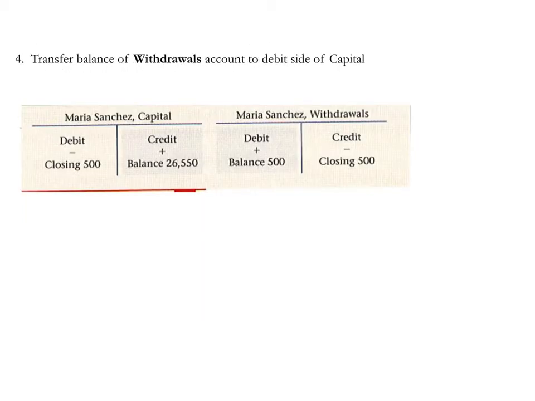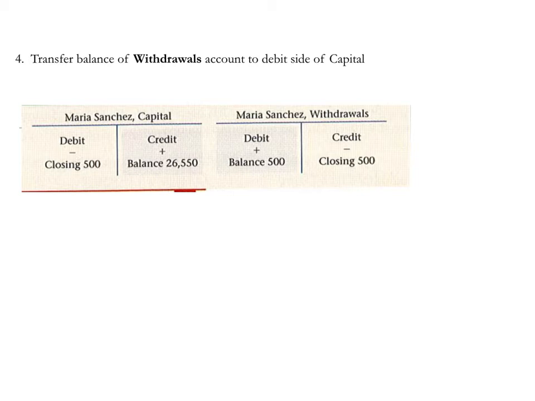Our final step is to transfer the balance of the withdrawals account to the debit side of capital. So here we look at our withdrawals account, a closing entry of $500, and then in our capital account we have a closing debit entry of $500. Again, remember, debits must equal credits for every transaction.